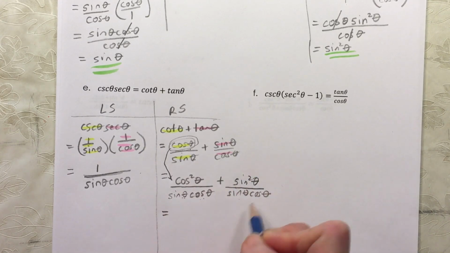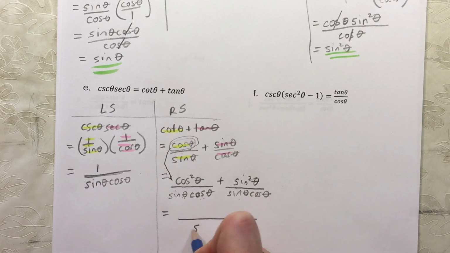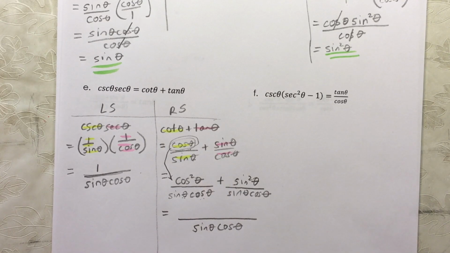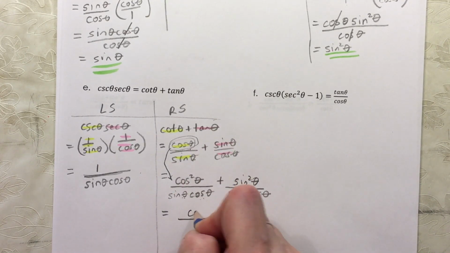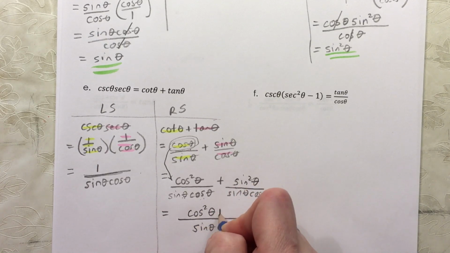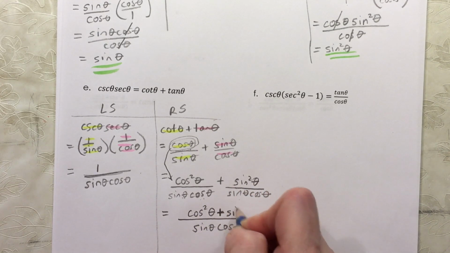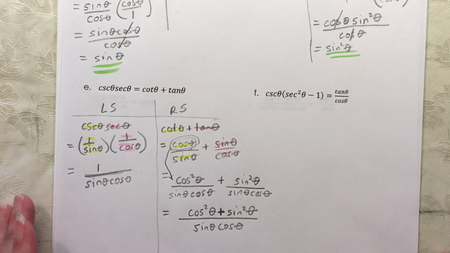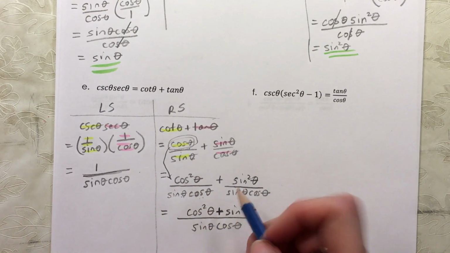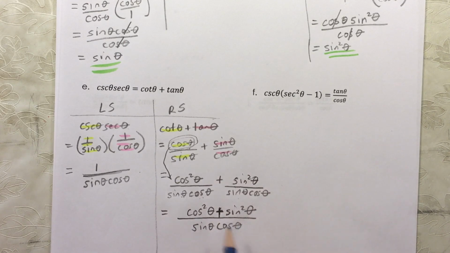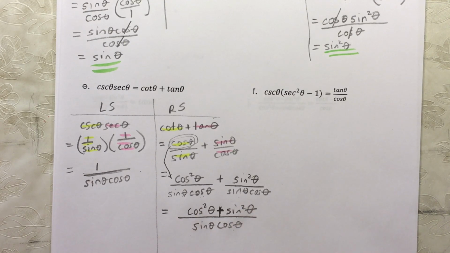Now that I have a common denominator, I just need to write it once. So the common denominator is sine theta cos theta. And then I want to show that I'm adding the numerators over the common denominator. So there's no reducing I can do here because this plus sign is blocking me from that. If this was cos squared times sine squared, then yes, I could divide out a cos and a sine, but I can't.